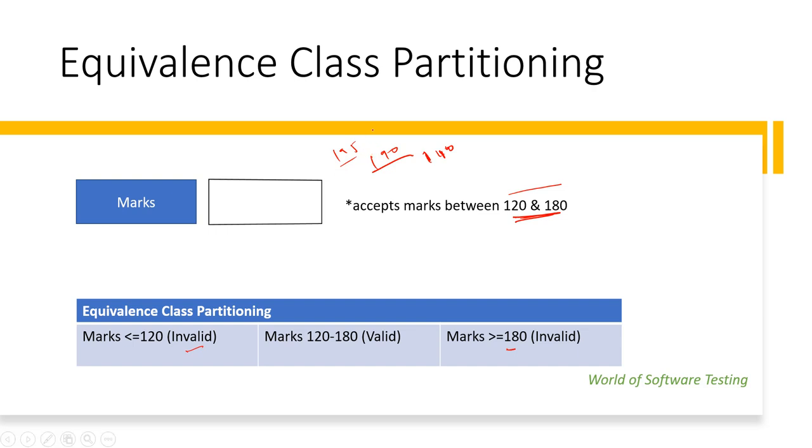In this way we can create certain classes to test such text boxes, which will help reduce the time required for testing, as we are only going to test these three classes, because we cannot do exhaustive testing, say from 1 to 180. So we need to create these classes: any value less than 120, any value greater than 180, and then any value that lies between 120 and 180. Those will be valid only.